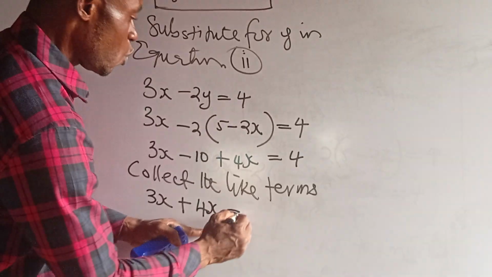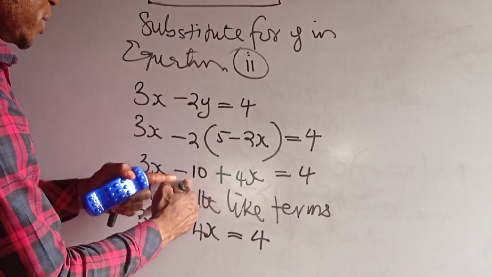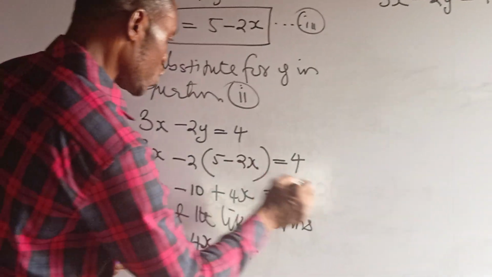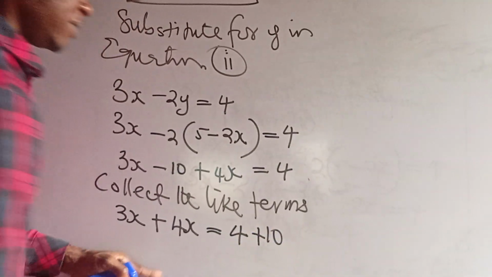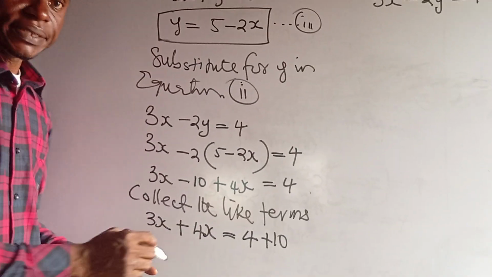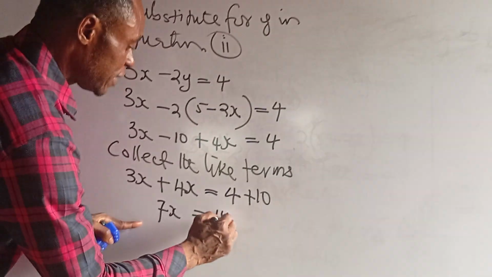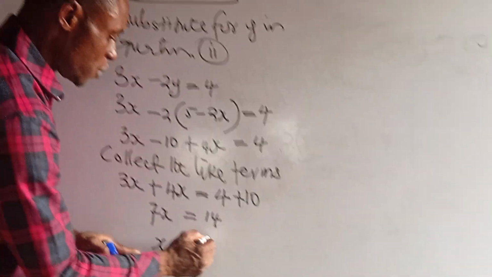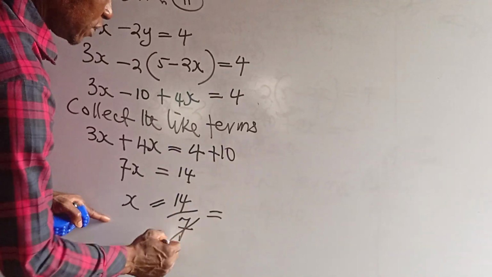It becomes equal to. What are we seeing after equal to? We have 4. 4 remains there. And what else are we seeing here? Minus 10. When minus 10 crosses over to this place, it becomes plus. Therefore, we now have 4 plus 10. Are we getting it now? Good. Now 3x plus 4x will give us 7x. We now have 7x equal to 4 plus 10, which gives us 14. Therefore, making x the subject of the formula, x equals 14 over 7. Therefore, x is 2.